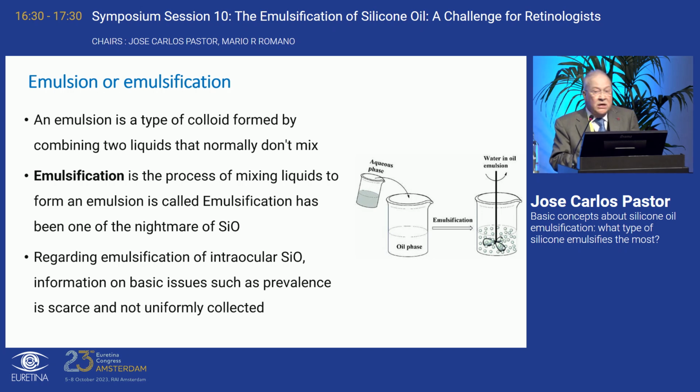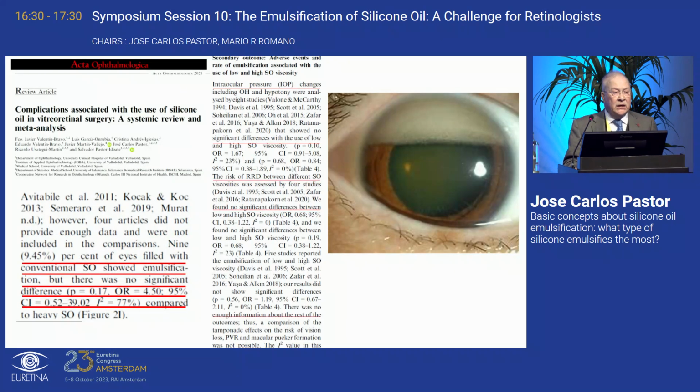is emulsification. In the literature, you can find emulsion, emulsification, or whatever, and you can use them probably without any problem. So the question is, regarding emulsification of intraocular silicone oil, the information is scarce, and even more, is not uniformly collected. And we are going to propose afterwards a classification in order to uniformize the information that we as clinicians are using.